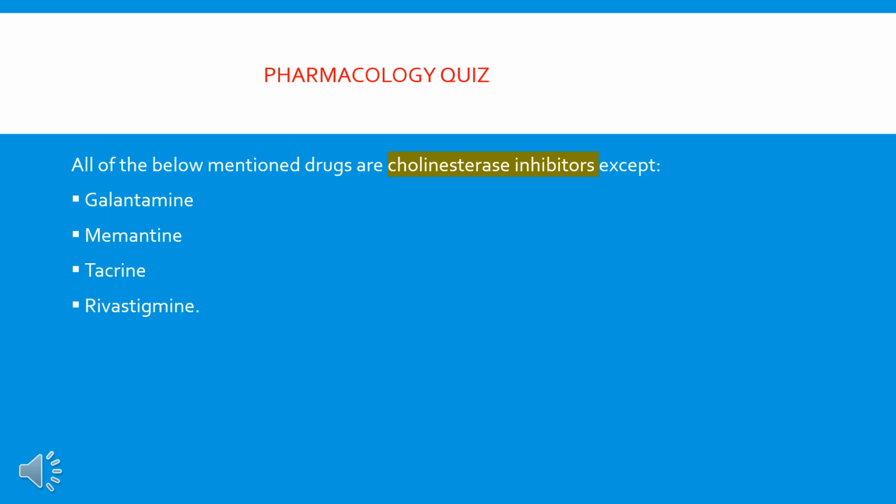So galantamine, tacrine, and rivastigmine are all cholinesterase inhibitors. Memantine is acting on N-methyl D-aspartate receptors. It's basically an antagonist for this receptor, and it prevents the excitotoxicity caused by glutamate. So memantine is not a cholinesterase inhibitor, it is an N-methyl D-aspartate receptor antagonist. So memantine is the correct option out of these four.